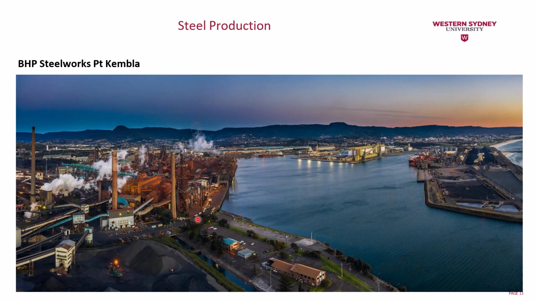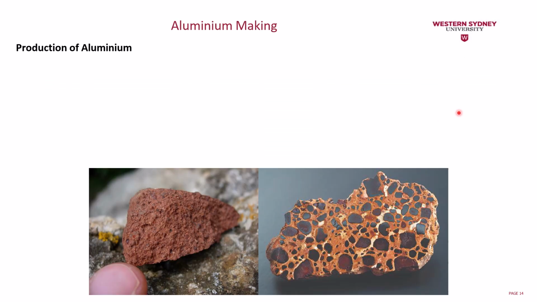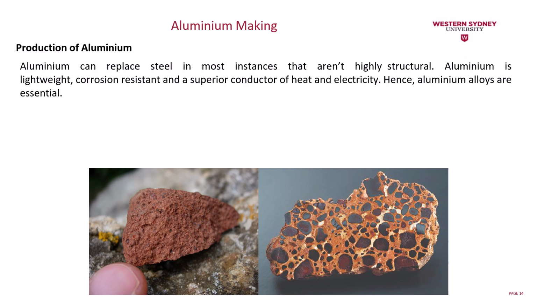Well, actually, there are some visits to the place where you can be taken around and see the process of manufacturing. Now, the other topic is going to be aluminium making. So I think you haven't seen aluminium as a raw material. That's how we are going to find the aluminium ore. So we start with the production of aluminium. Aluminium can replace steel in most instances that are not highly structural. Aluminium is lightweight, corrosion resistant, and a superior conductor of heat and electricity. Hence, aluminium alloys are essential.